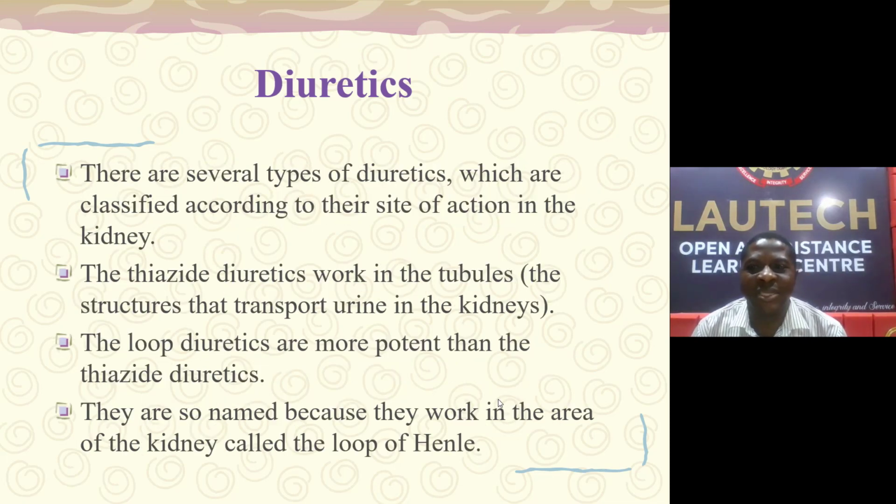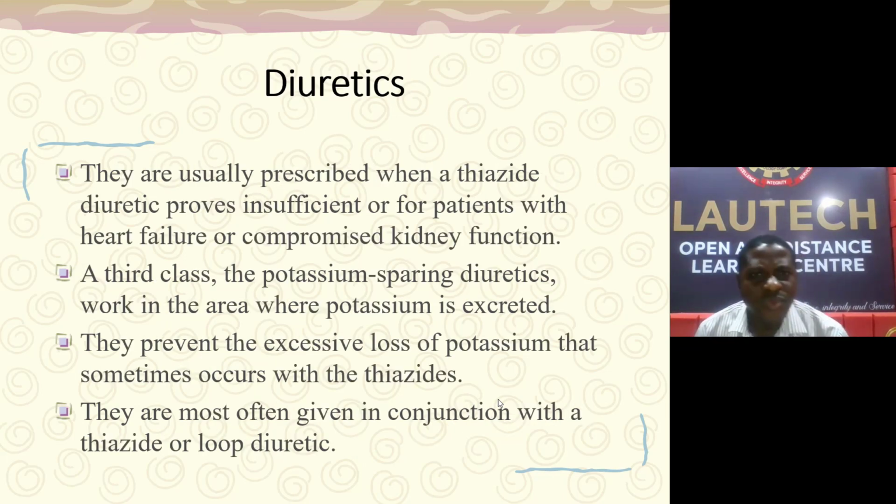There are several types of diuretics, which are classified according to their site of action in the kidney. Thiazide diuretics work in the tubules, that is, the structures that transport urine in the kidney. Another site is the loop, and loop diuretics are more potent than thiazide diuretics. They are so named because they work in the area of the kidney called the loop of Henle. They are usually prescribed when a thiazide diuretic proves insufficient, or for patients with heart failure or compromised kidney function.